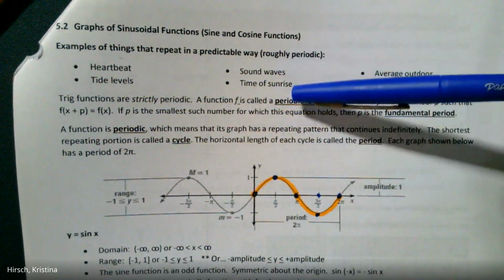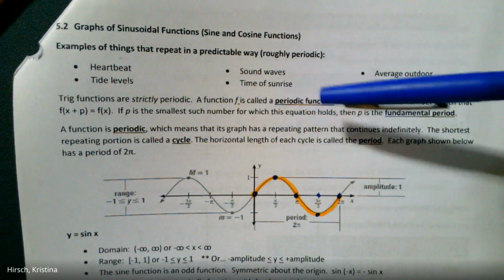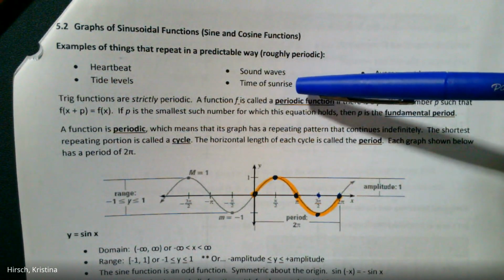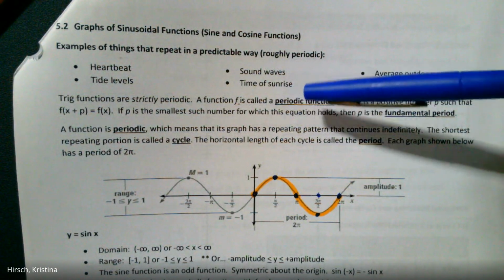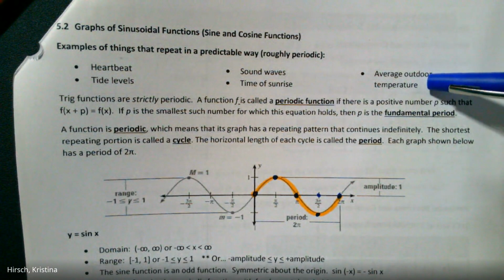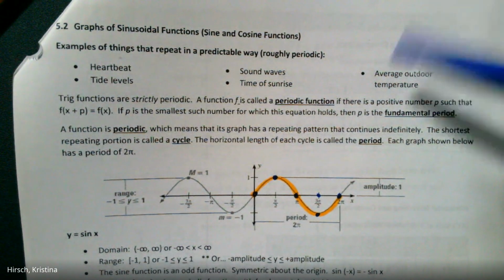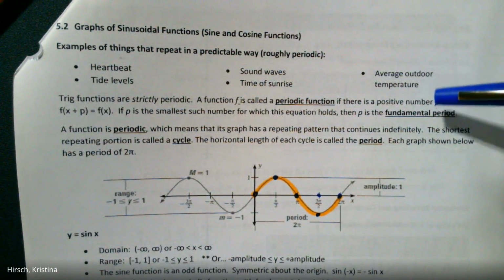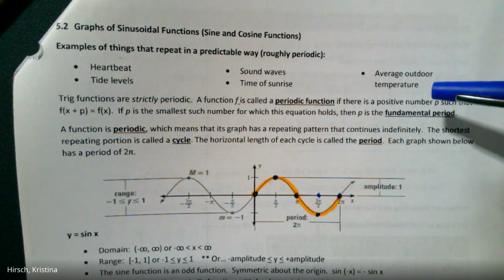Sound waves, also the time of sunrise, it kind of staggers a little bit. Every day it might be a little bit later and then it kind of goes back. Temperatures, how temperatures fluctuate. In the winter we have much lower temperatures, but then in the summer they go back up and then back down and back up, that kind of thing. These are examples of what we consider a sinusoidal function. Another example of a sinusoidal function is what you would see with a Ferris wheel.